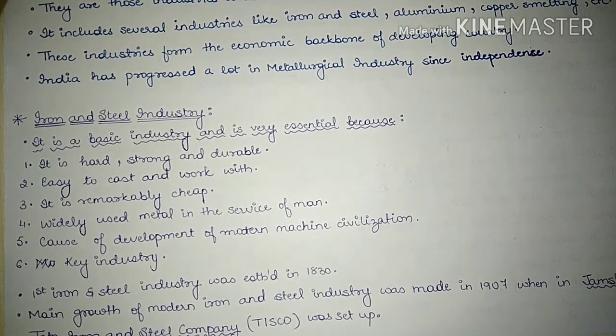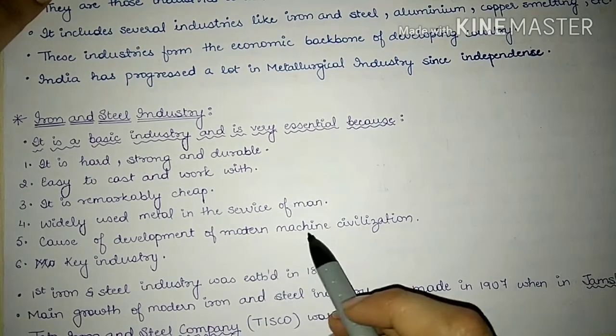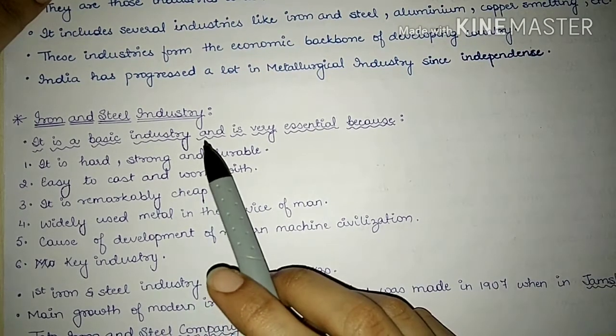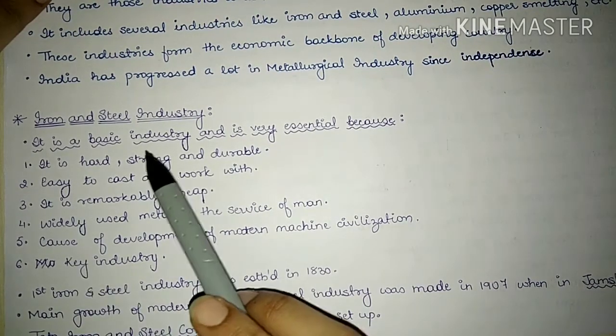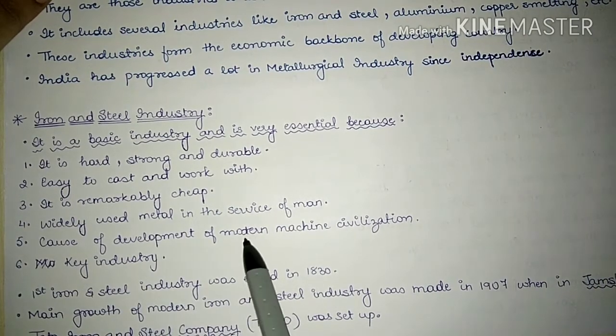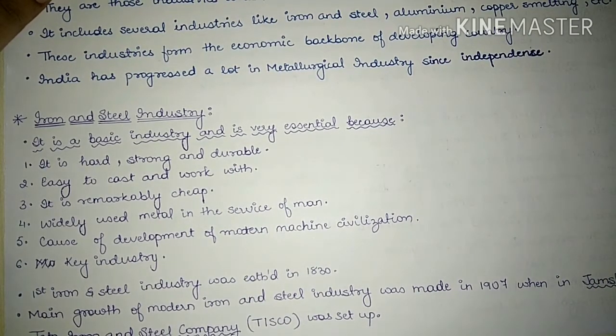The proud modern machine civilization that we talk about could not have been possible if iron was not available. So the iron and steel industry is the cause of development of our modern machine civilization. Iron and steel is the basic and key industry and lays the foundation of a vibrant industrial economy. Most of the subsidiary industries like the automobile industry, locomotives, rail track, shipbuilding, machine building, bridges, dams, and a host of other commercial activities depend on the iron and steel industry.